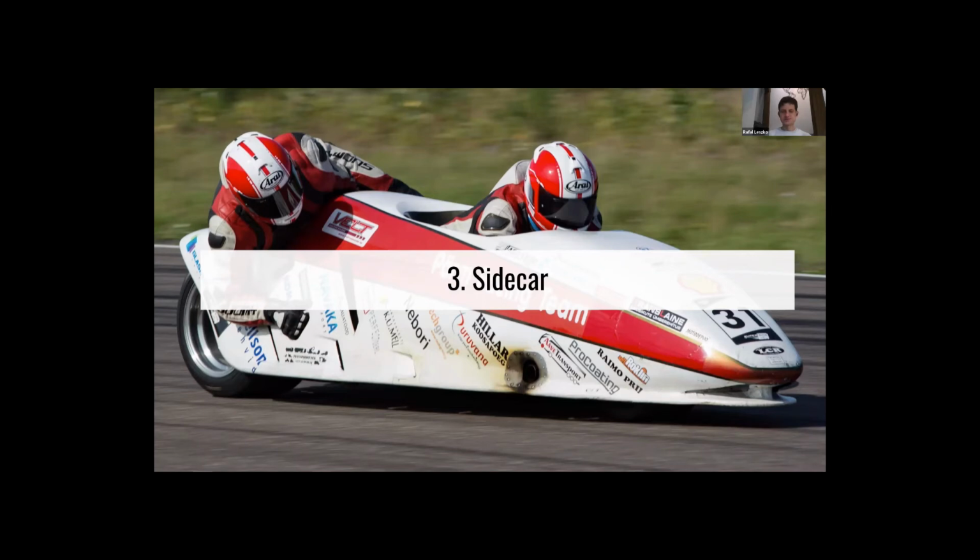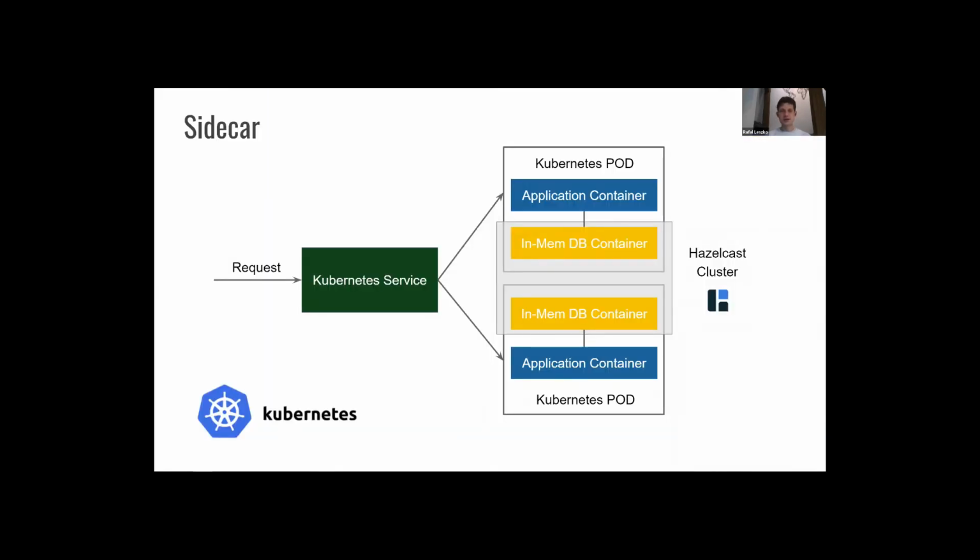How does it look? This is our diagram. A request goes to our system. It's load balanced to one of the Kubernetes pods. And this time in the Kubernetes pod is not only the application container, but we have an additional container, the so-called sidecar container, which is our in-memory database container. So in the case of Hazelcast, you will have the Hazelcast server running as a container.